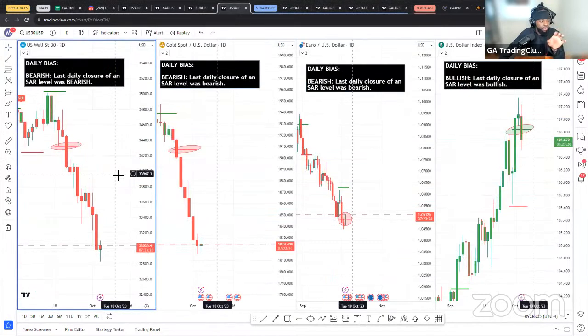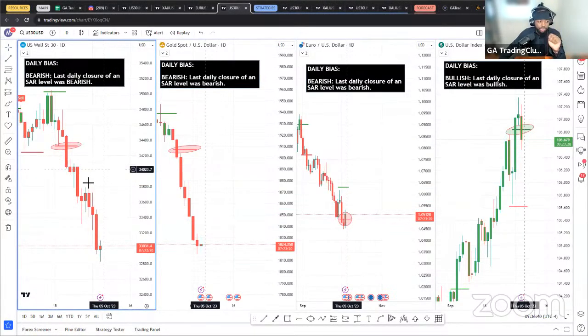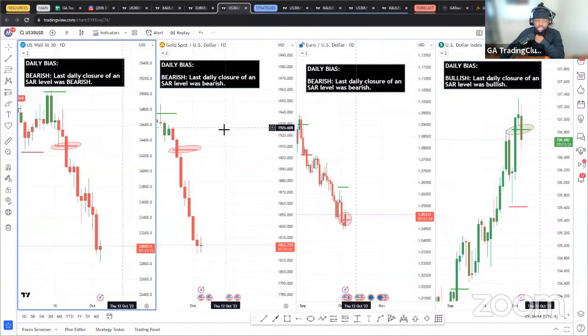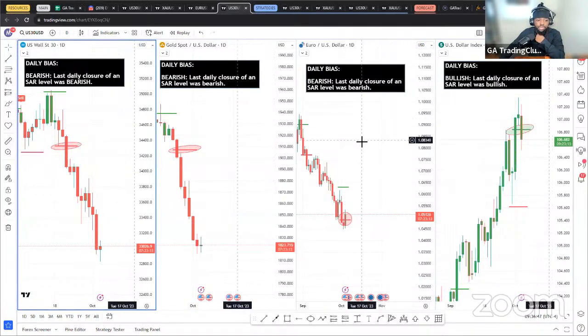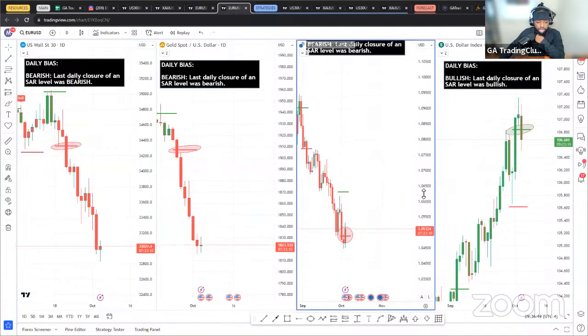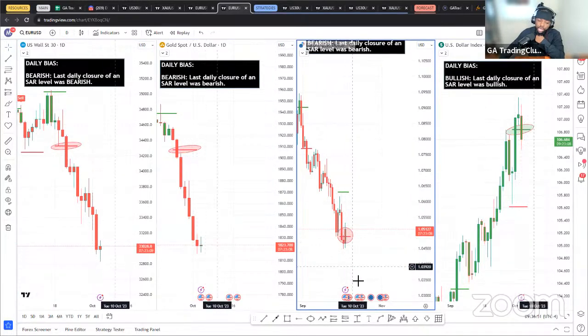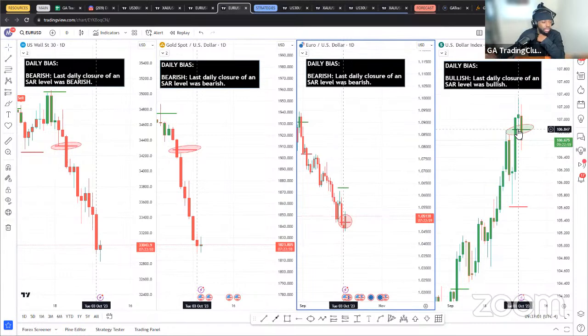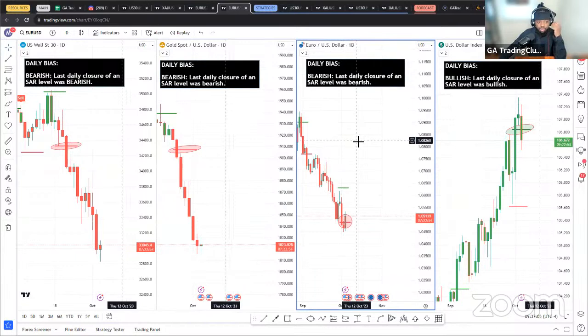So starting off, looking at the daily biases, my daily bias for US 30 is bearish. The last closure of a daily SAR was bearish, same as gold, same as EU. For the US dollar, I'm still bullish on it. So my daily bias is as clear as day and night. I hope there's no confusion about how I normally trade one direction only, and I don't try to trade both buys and sells.